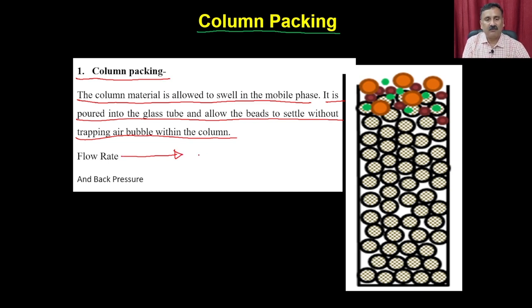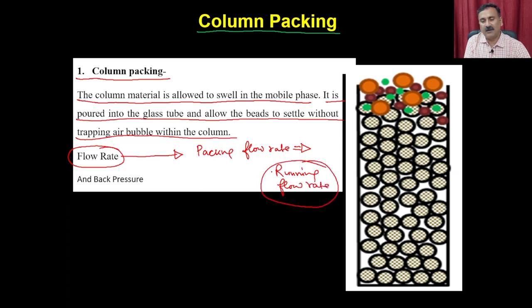So the simple formula for packing the flow rate is that you are going to have two flow rates. One is the packing flow rate, and the other one is called the running flow rate. This means this is the flow rate on which you are actually going to run the column, right? So the general understanding is that the packing flow rate is going to be 5 times the running flow rate. This means if I am packing a column at 5 mL per minute, I cannot run this column at more than 1 mL per minute, because if you run it at more than that, it is actually going to disturb the packing of the column.